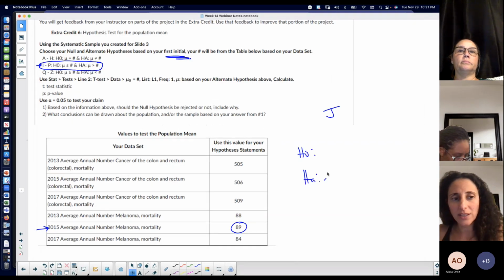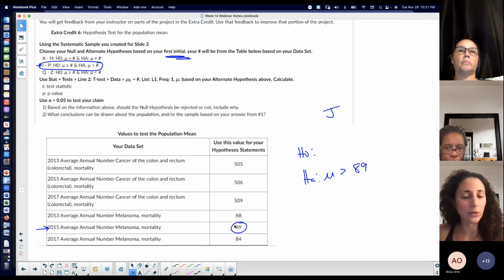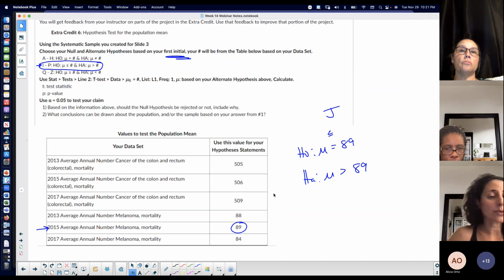My alternative hypothesis is that mu is greater than my number, 89, which is coming from this table. And my null could be equal to 89, or as it states, less than or equal to, because the null always has the equal-to portion.